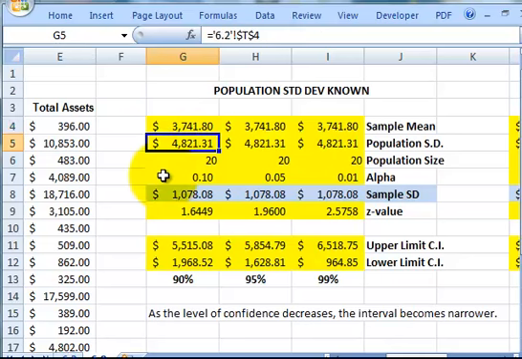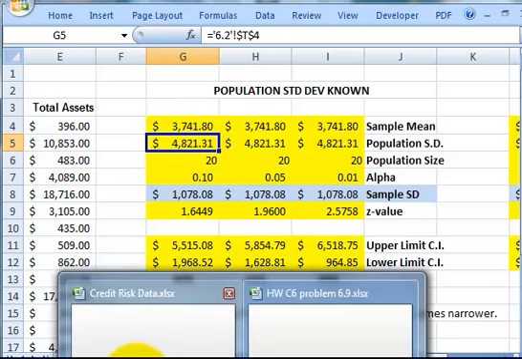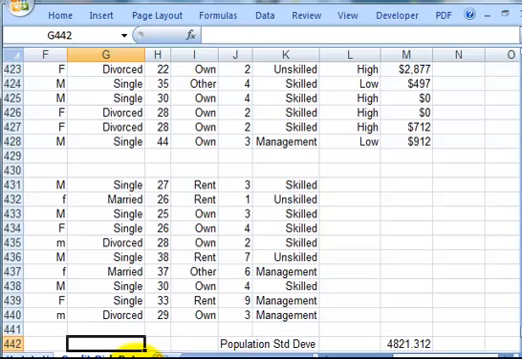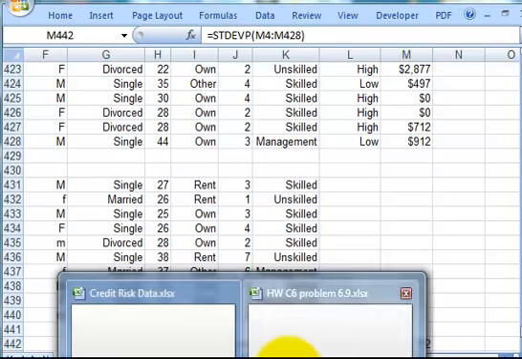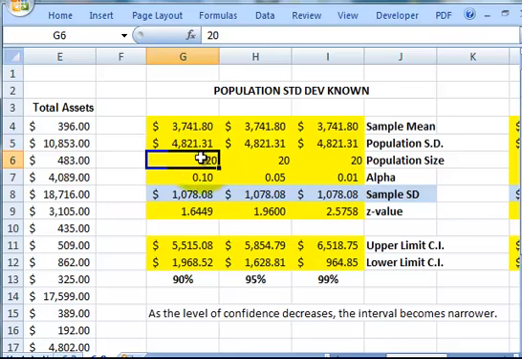Your population standard deviation, of course, should be the same as mine, the 4,821, because we both have the same credit risk data, and we're ignoring the new data. So everybody should get 4,821 for the population standard deviation. We know our sample size is 20. It tells us the various alphas, 1 minus our confidence level.